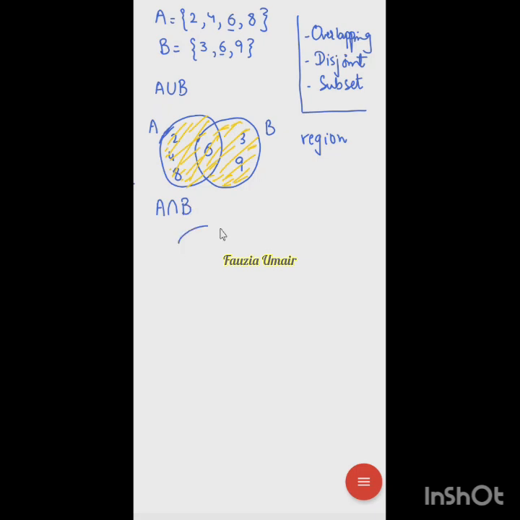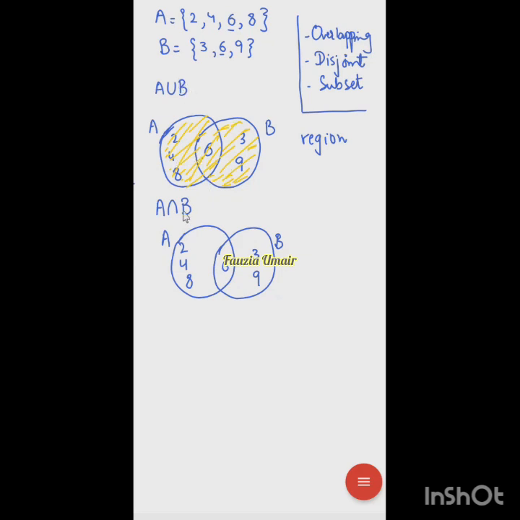We'll draw the Venn diagram again and see which region to be shaded. I told you just now there are 3 regions. In the first part, A union B, because union means this, the common elements, this region will be shaded. Then the elements belonging to A, this region will also be shaded. Elements belonging to B, this region will also be shaded. So all the 3 regions were shaded.